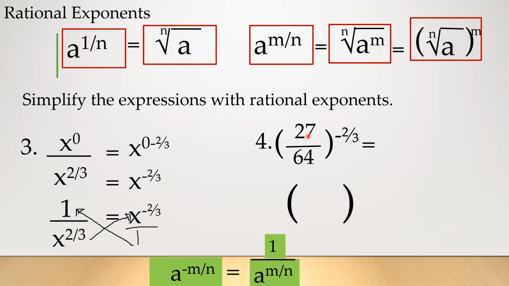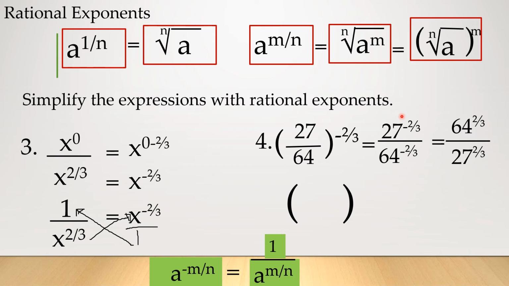Now, let's apply this rule. So I have here 27 over 64 raised to negative 2/3. So we need to distribute this one. 27 should be raised to negative 2/3 and also 64. And then after that, you look at this one, this is negative, so we can flip this too. This becomes the denominator and this becomes the numerator, but the exponent will be positive.